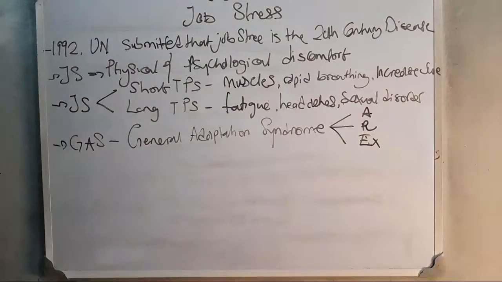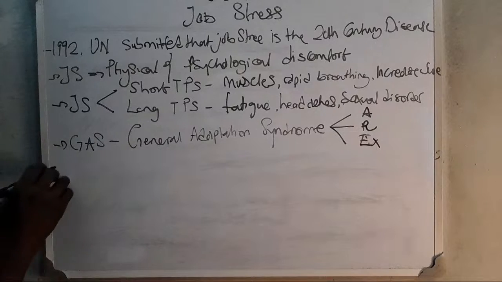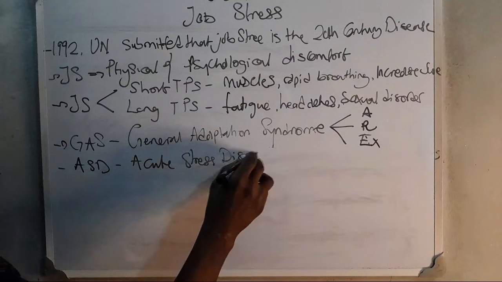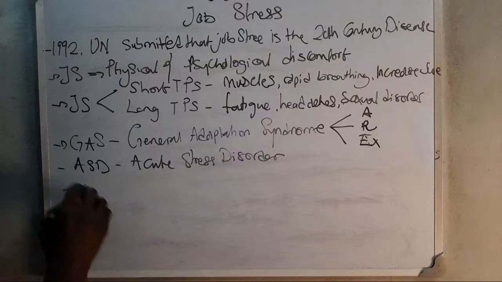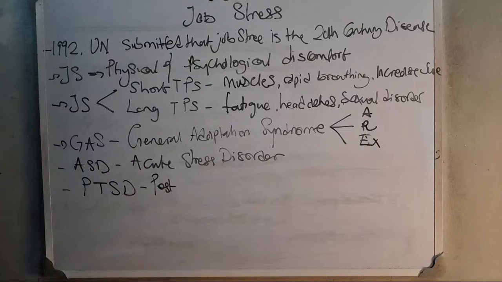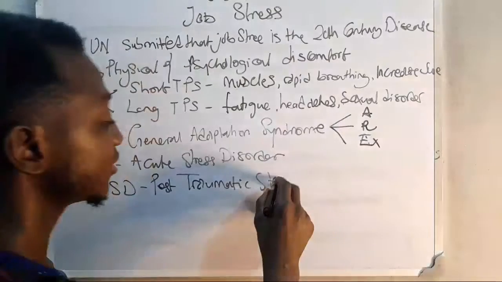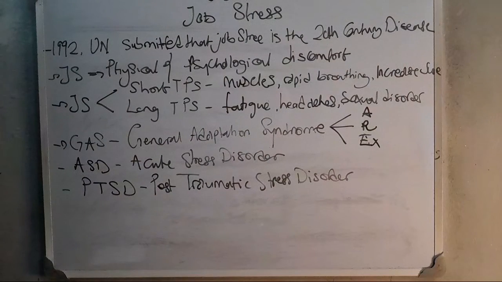Now let's continue, and let's take note of these abbreviations as well. We have ASD, acute stress disorder. We have PTSD, post-traumatic stress disorder. Okay, so we have that as that.